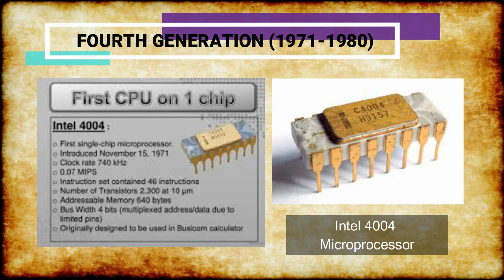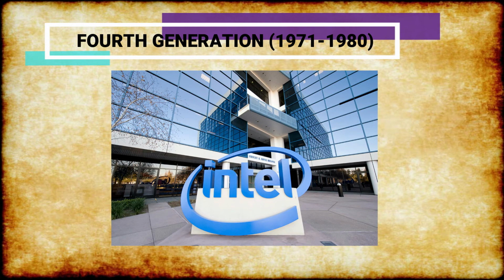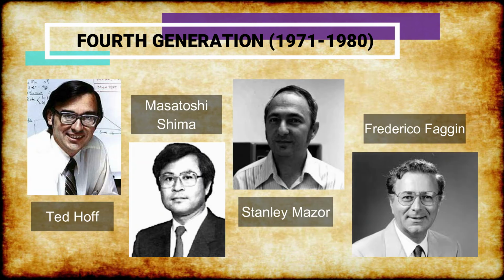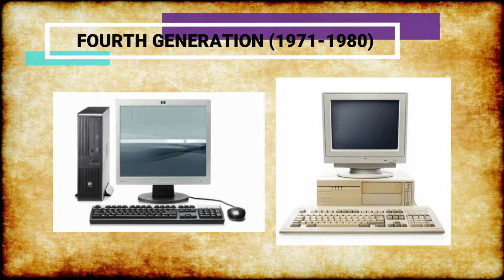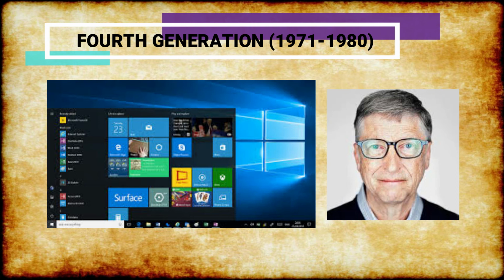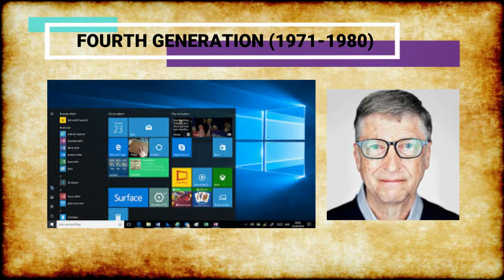This chip was introduced in 1971 by Intel Company, where it was invented by its employees Ted Hoff, Masatoshi Shima, Stanley Mazor, and Federico Faggin. The development of the microprocessor opens the door to personal and advanced computers, where all diversity of programs appear. With microprocessor technology, more and more 4th-generation computers with high technology were created. For example, Microsoft Windows, created by Bill Gates.